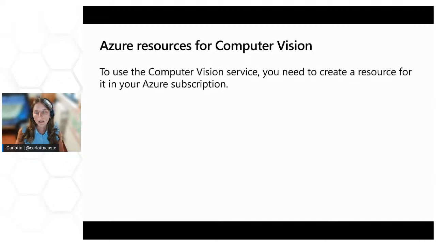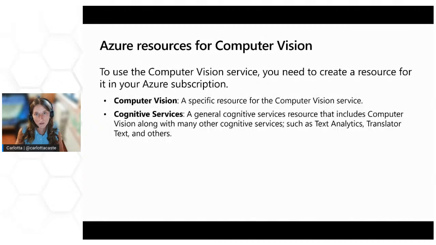For the computer vision service, you can use either of the following resource types: computer vision or cognitive services. The computer vision resource is specific to the computer vision service, and I encourage you to use this resource type if you don't intend to use any other cognitive service, or if you want to track, for example, utilization and cost for your computer vision service separately. The cognitive services resource type is a general type of resource that includes computer vision along with many other cognitive services such as text analytics, speech services, and language services. It is useful to simplify administration and development if you have more than one cognitive service applied in your solution.